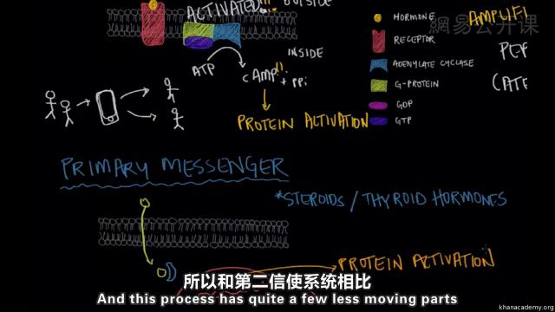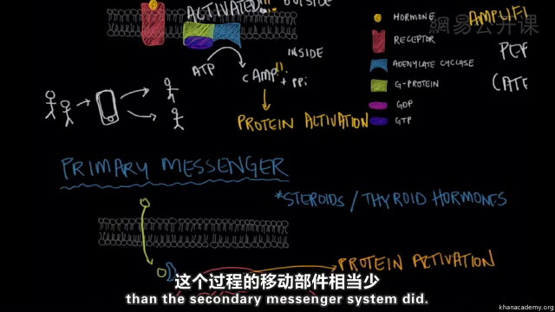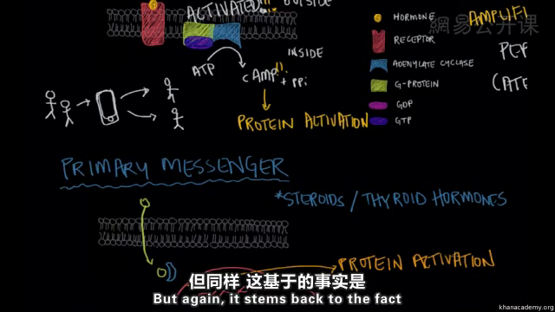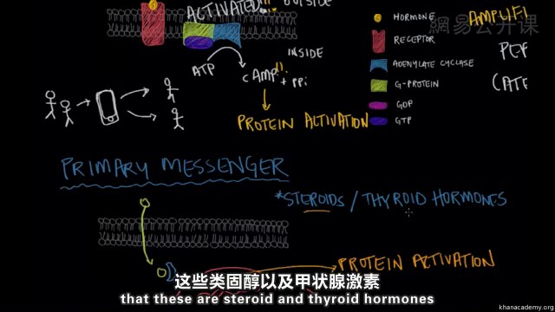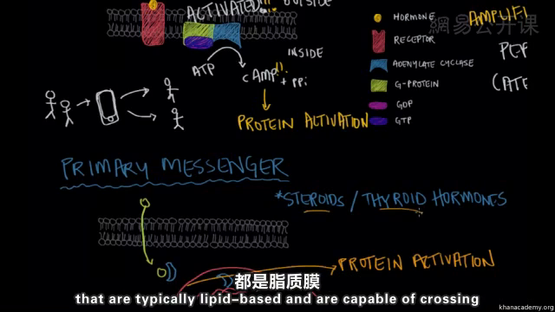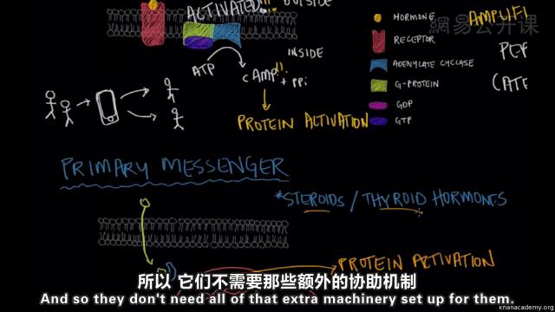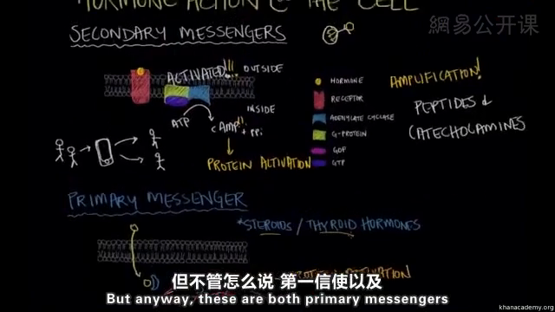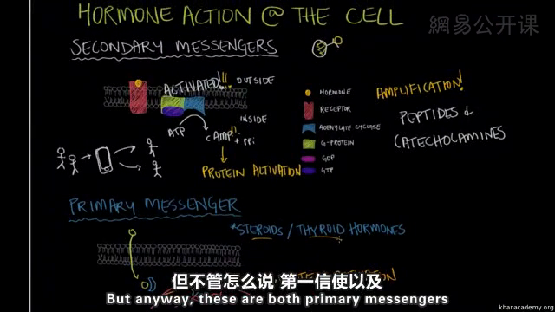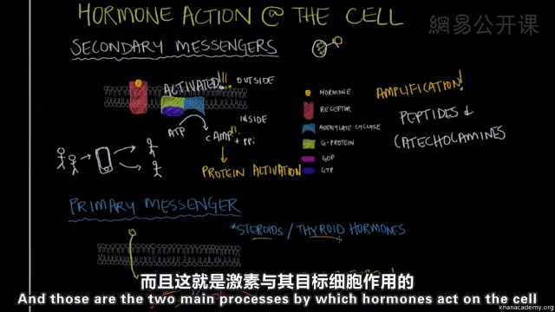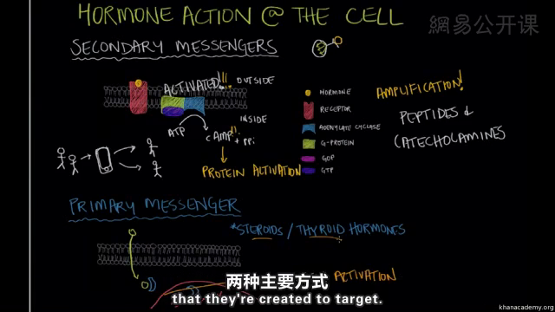And this process has quite a few less moving parts than the secondary messenger system did. But again, it kind of stems back to the fact that these are steroid and thyroid hormones that are typically lipid-based and are capable of crossing through the cell membrane on their own, and so they don't need all of that extra machinery set up for them. But anyway, these are both primary messengers and secondary messengers, and those are the two main processes by which hormones act on the cell that they're created to target.